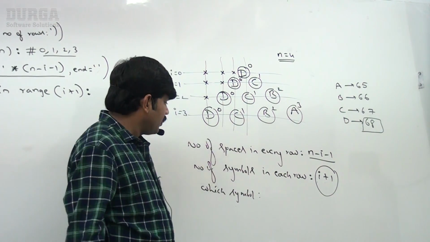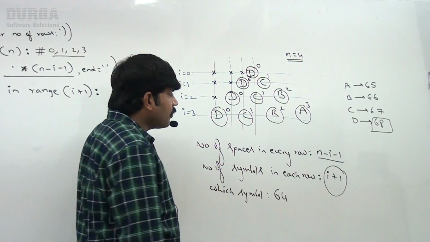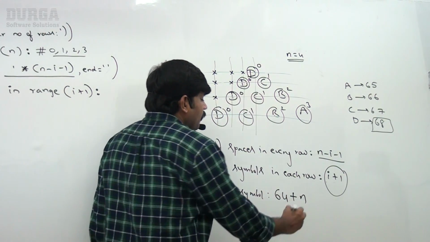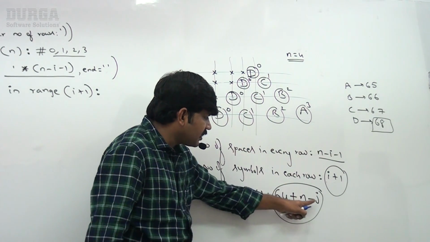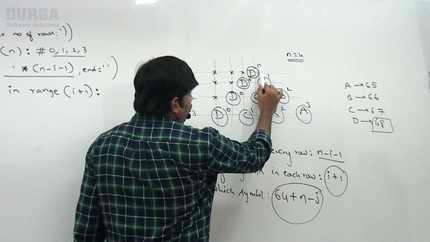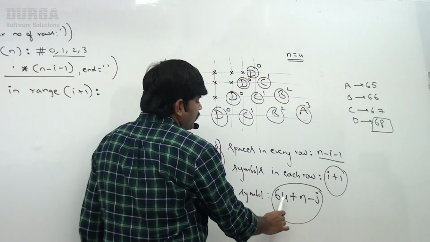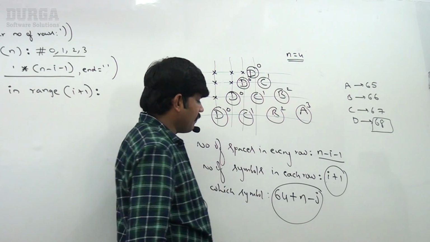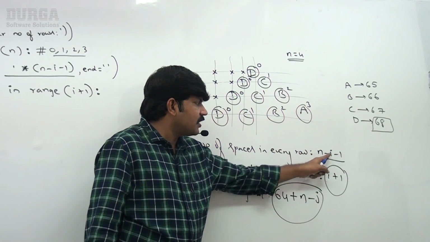Can you please observe: 64 plus n minus j. Is it going to satisfy? 64 plus 4 is 68, minus 0 means 68. D satisfied. For 1 it means C: 64 plus 4 is 68, minus 1 is 67, which means C. This is the symbol. Generate it these many times, and before that these many spaces.